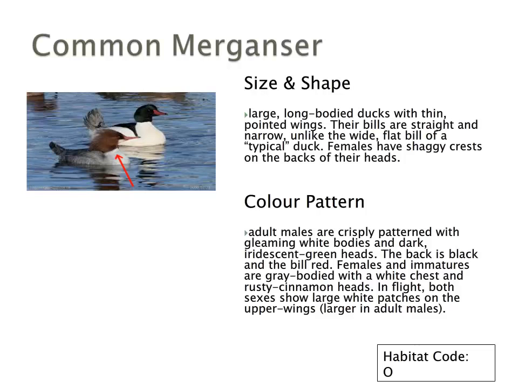Females and immatures are a relatively gray body with a white chest, and you can see that typical rusty cinnamon colored head. So different from the hooded merganser, you notice very clearly in the male patterning as well. The female is also different, as you can see, but the two species do share some similarities, so in some ways can be confused.